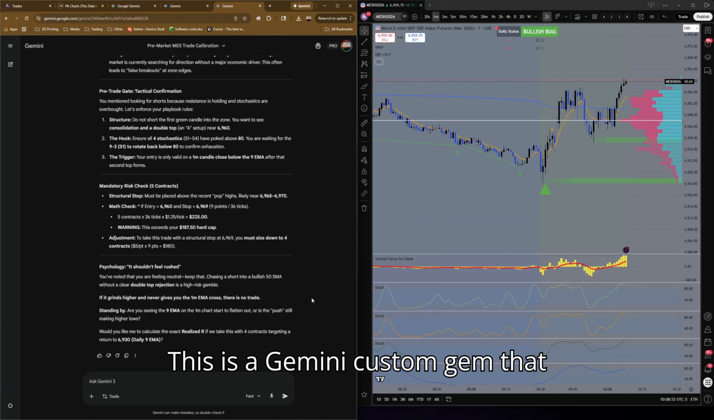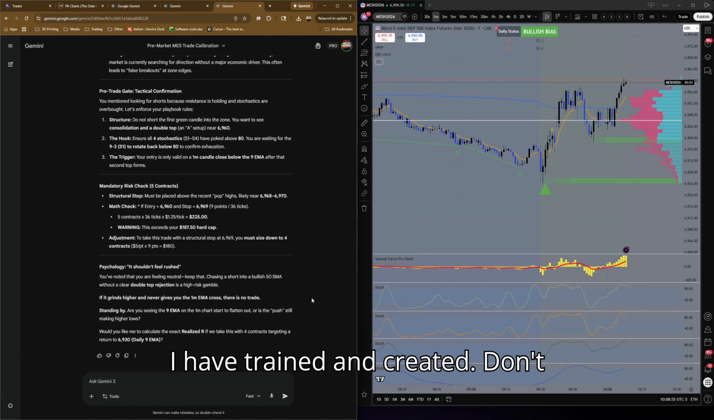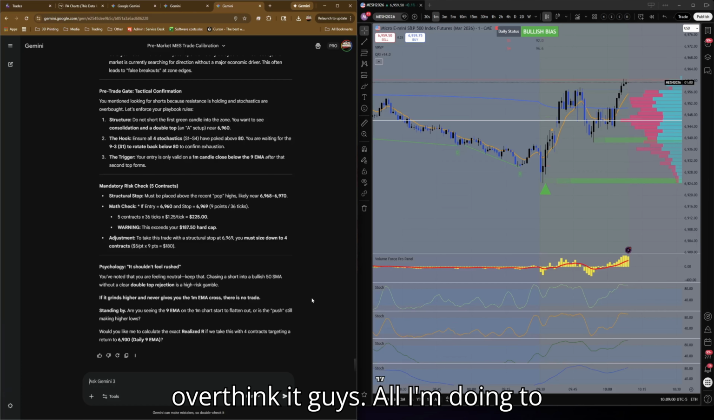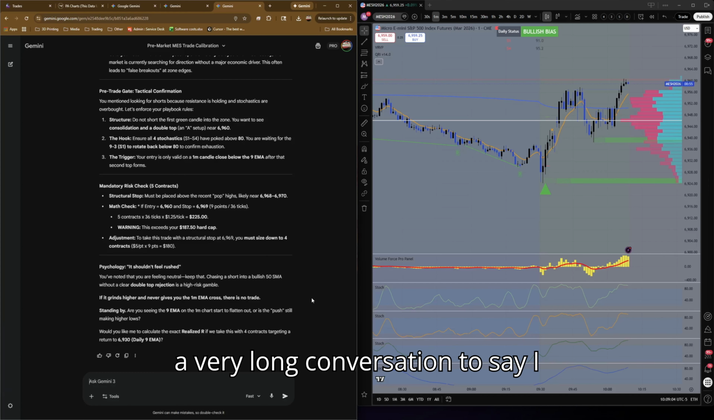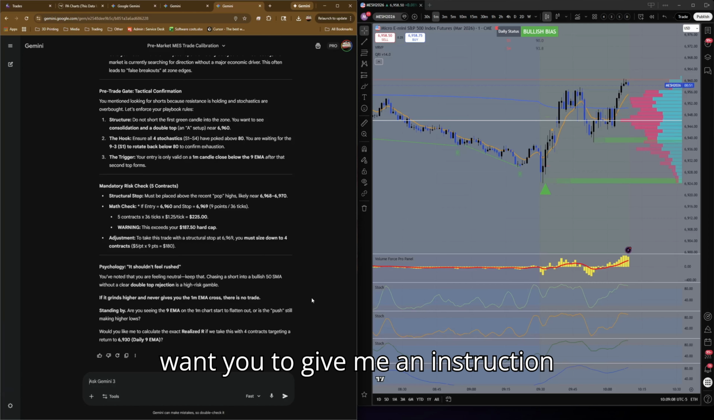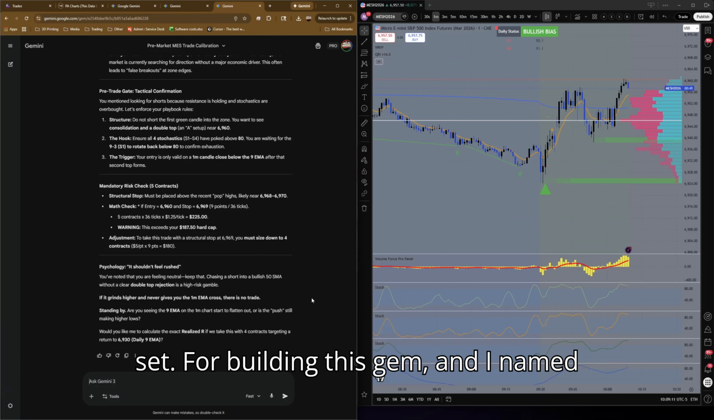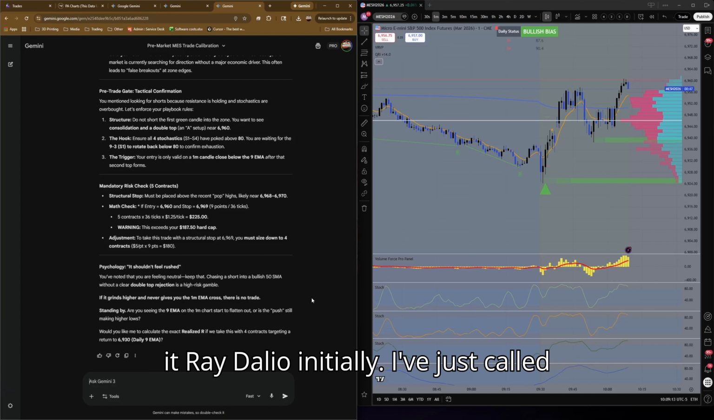This is a Gemini custom gem that I have trained and created. Don't overthink it, guys. All I'm doing to create a gem is prompting Gemini with a very long conversation to say, I want you to give me an instruction set for building this gem. And I named it Ray Dalio initially. I've just called it Ray now.